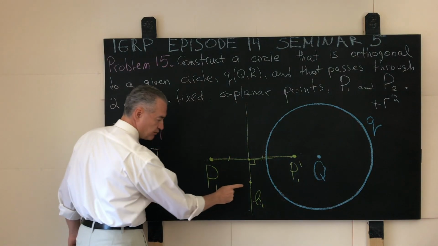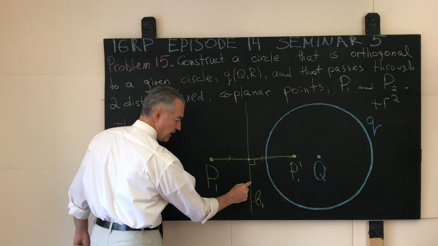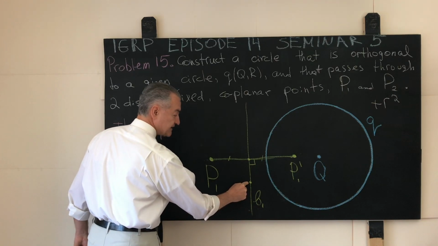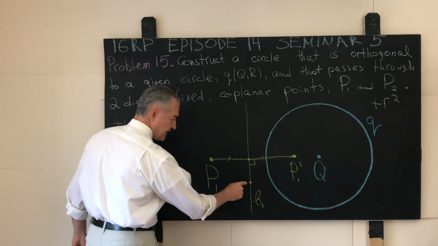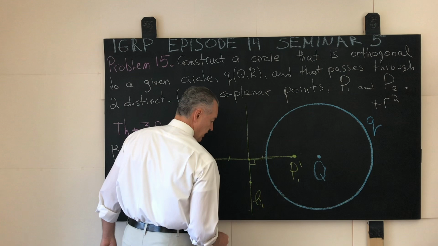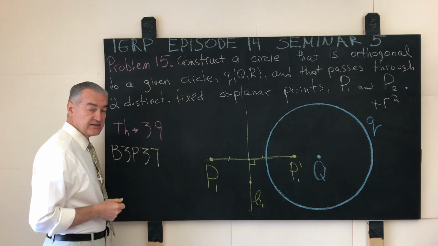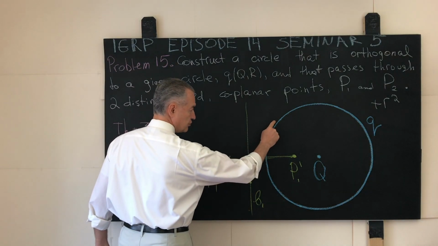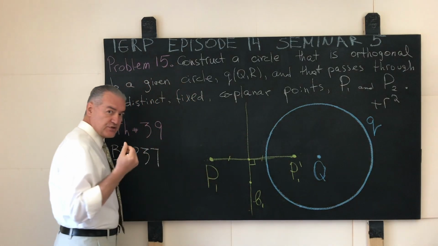We picked an arbitrary point, let's say this point right here, and we claimed that that point plays the role of the center of a circle that passes precisely through the points P1 and P prime 1, and we showed that in this case that circle is orthogonal to the given circle Q. What was the gist of that proof?